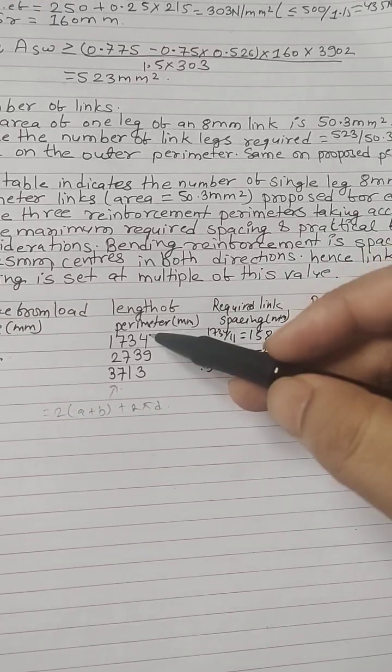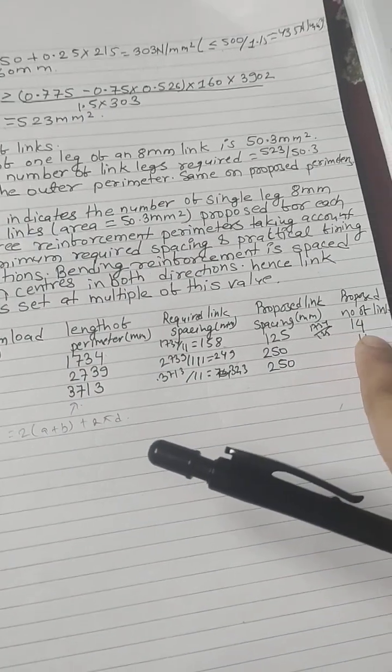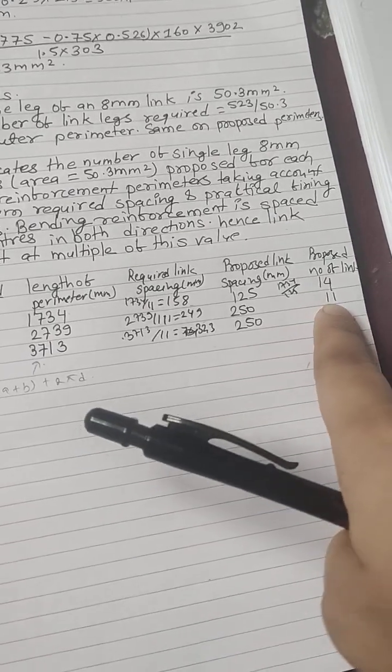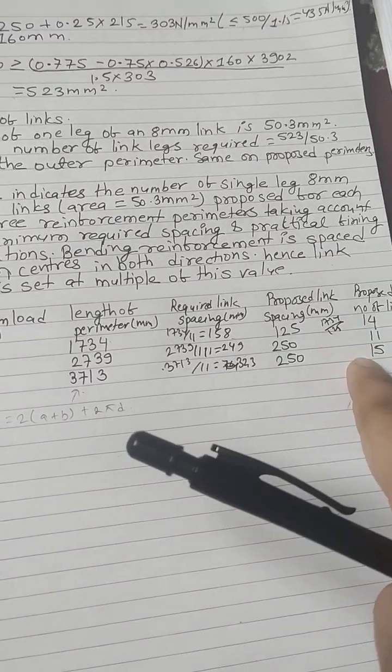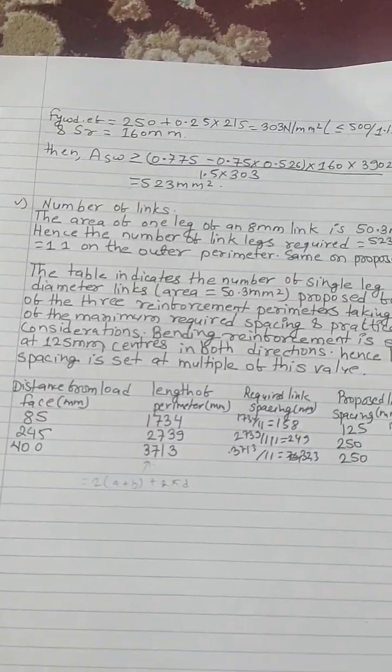So we propose the number of links. It is given by 1734 divided by 125. We get the number of links as 14, and the minimum is 11. The minimum links we require is 11. That's fine. It satisfies the condition. And 15. This way we calculate our reinforcement for the punching shear.